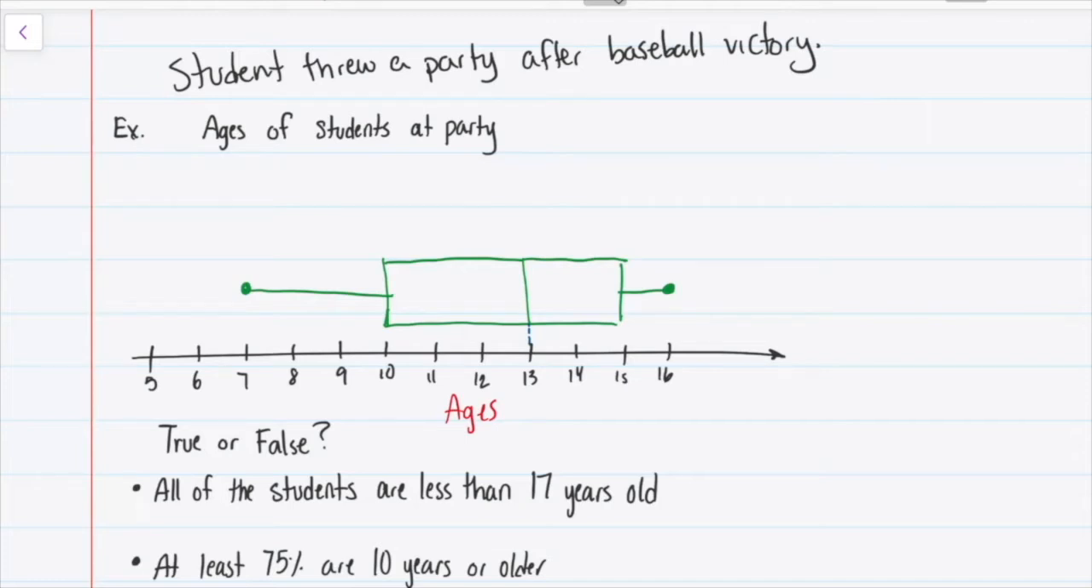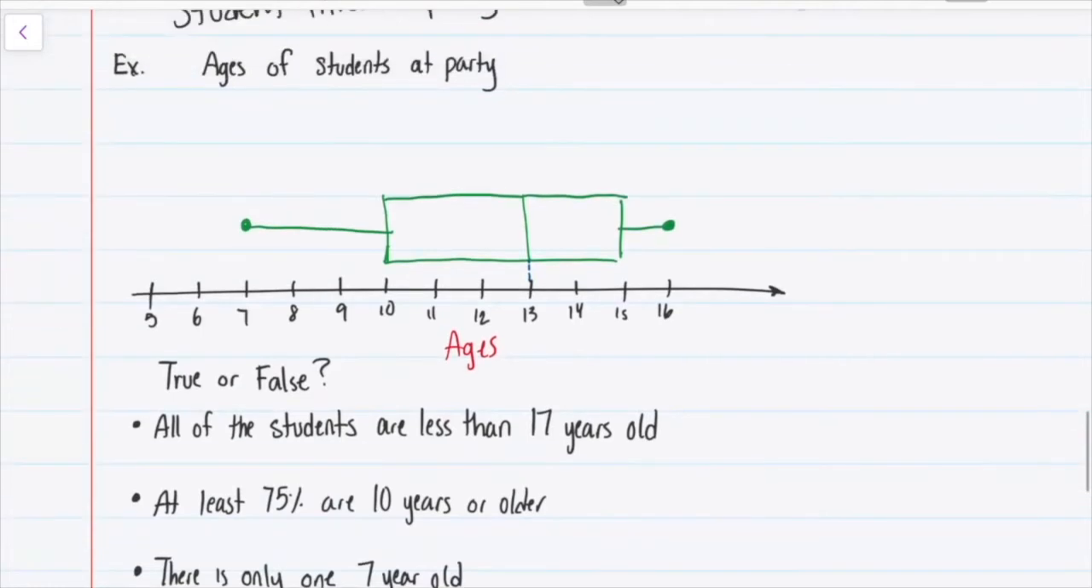Use the box plot to understand if it's a true or false response. True or false? All of the students are less than 17 years old. All of the students are less than 17-year-olds. Is that true or false, guys? What do you think? It's actually true.